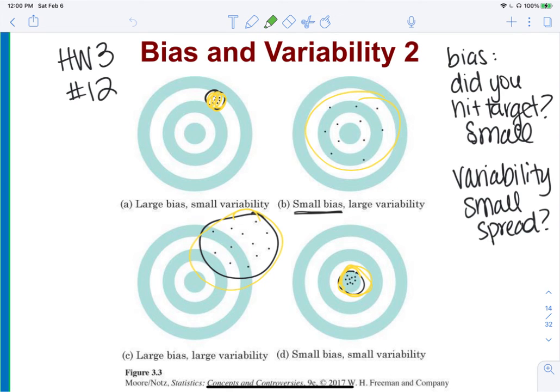So these two things are talking about very different concepts, but you can describe any histogram with these two words. Did they miss the target or did they hit the target? That's speaking to your bias. Were they close together or spread out? That's talking to your variability.